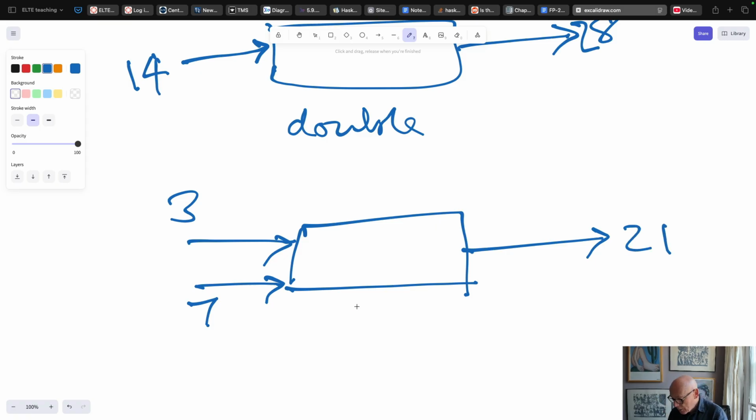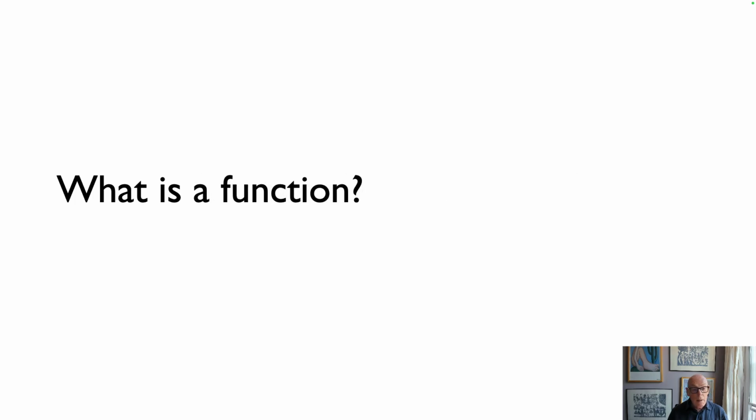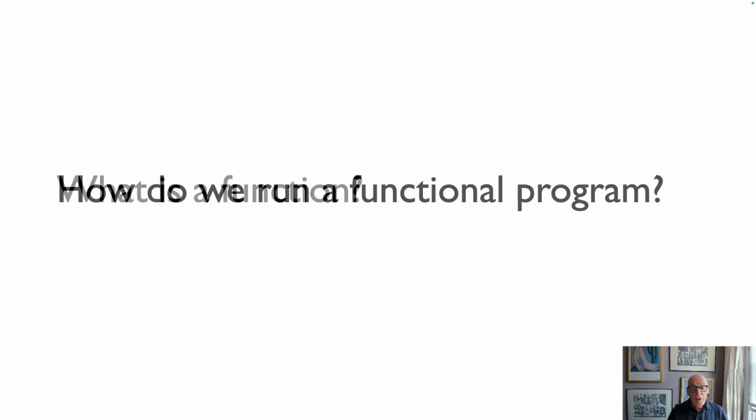So again, this is a process that takes some inputs and gives us an output. Takes some values in, here the examples are numbers, and gives us a value out, again, a number. And that's it. It's a mathematical function that turns inputs into outputs. So that's what we mean by function when we talk about functional programming. Okay, so that's the first piece of the puzzle. We've answered what is a function.